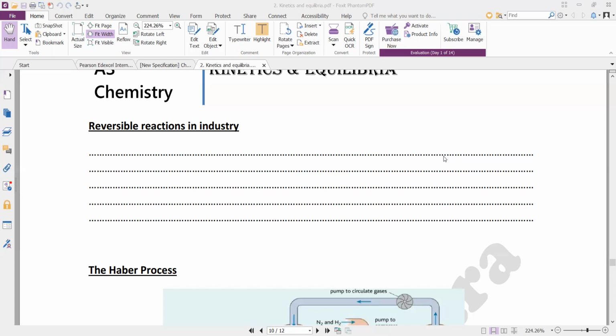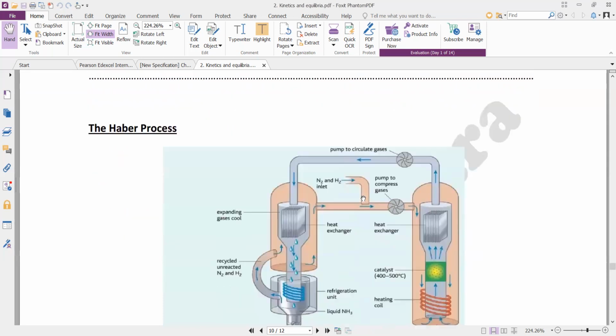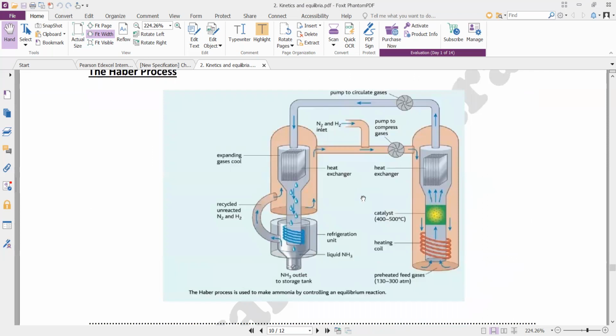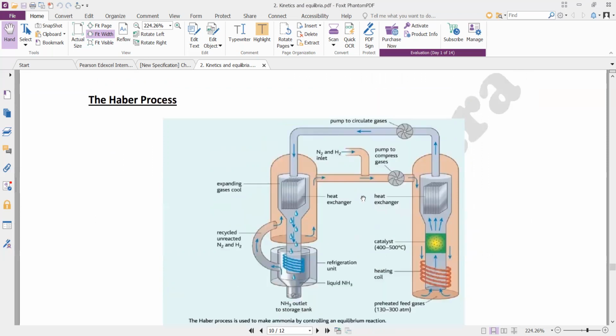Whenever you are dealing with the conditions in an industry, you have to think about these 2 points: as completely and as fast as possible. Number 1, Haber process. In the Haber process we are trying to produce ammonia. Let's write the equation.